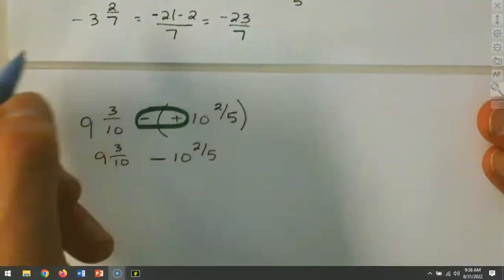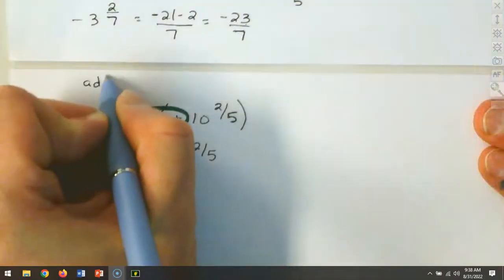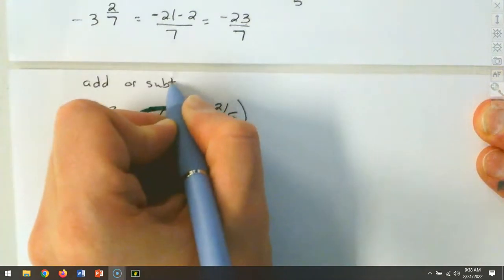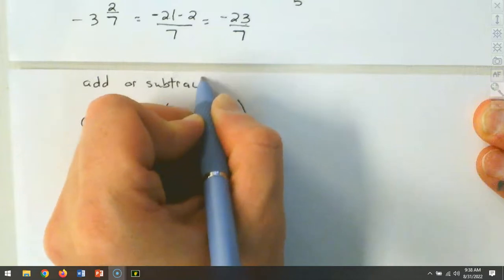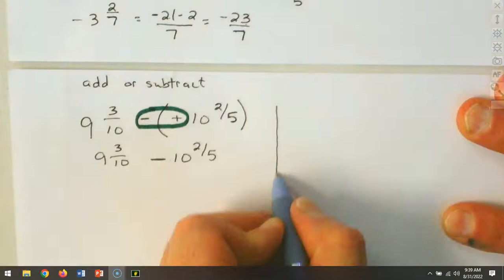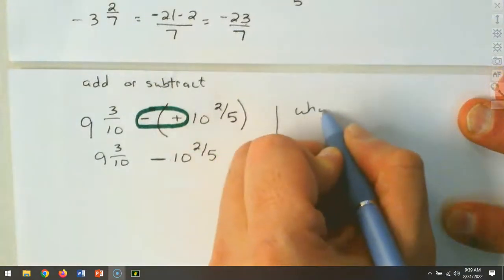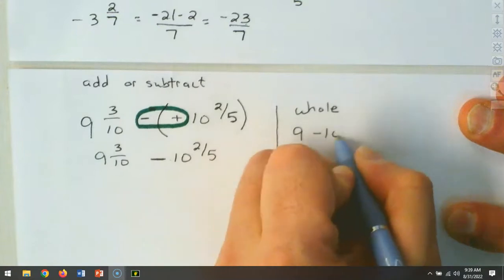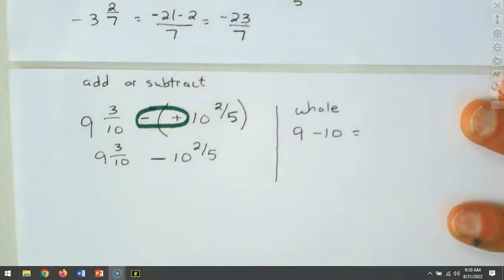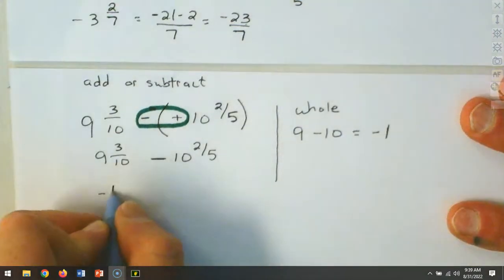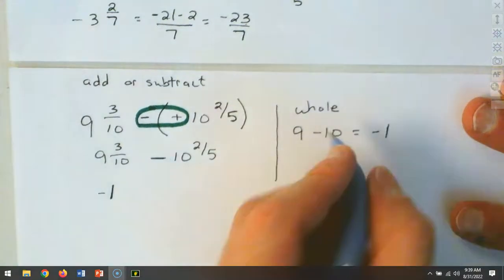And again, we're going to be adding or subtracting. So we need to put these together. We're going to look at our whole part first. What about the whole numbers? What do we have? We have 9 minus 10. And 9 minus 10 would make that answer then what? Negative 1. So that's going to come down for the whole part. Now, what about the fractions?